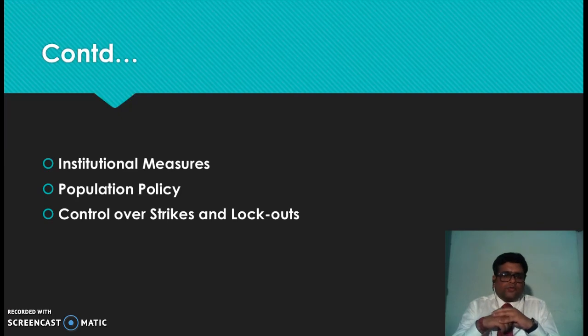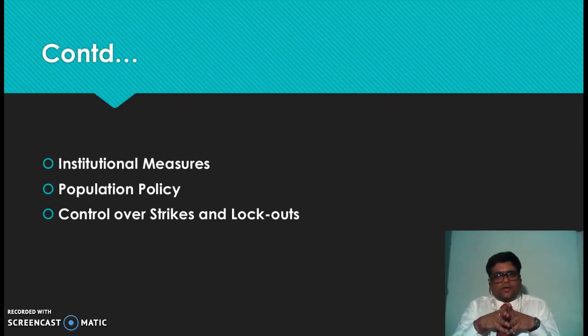And control the strikes and lockouts. These are negative activities, and if we control them, it will definitely also reduce certain expenses of production. And these are the various measures which can be taken by the government to reduce the inflation rate.